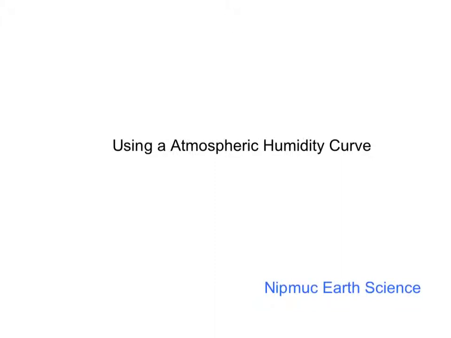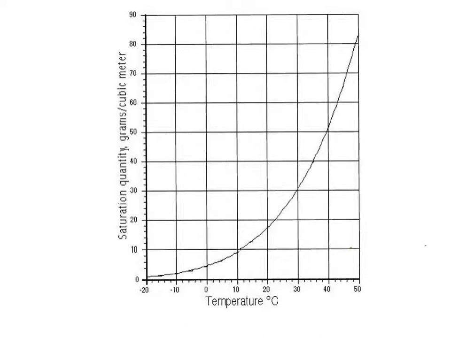Using an atmospheric humidity curve. Things to remember about the atmospheric humidity curve is that it is showing in grams per cubic meter how much water can be held in the atmosphere at any temperature. The warmer the atmosphere is, the more water it can hold. The colder the atmosphere is, the less water it can hold.